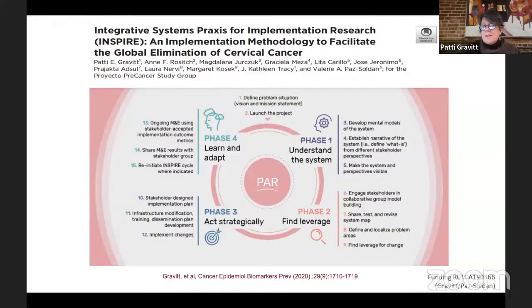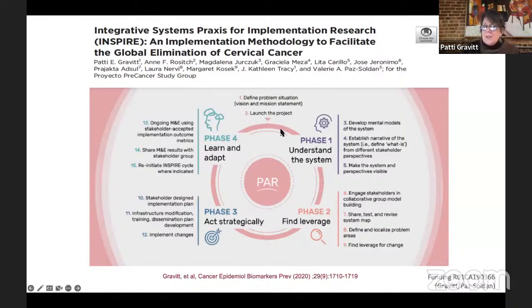And so we took a systems thinking approach, which we have described, and I have the paper reference here, as the Integrative System Praxis for Implementation Research, or INSPIRE, an implementation methodology to facilitate the global elimination of cervical cancer. And this is a system that starts with defining the problematical situation, which we defined as, despite the fact that women were being screened at reasonably high rates, close to the cervical cancer elimination goals, at least as stated by the ministry, the cervical cancer rates remained really, really high.